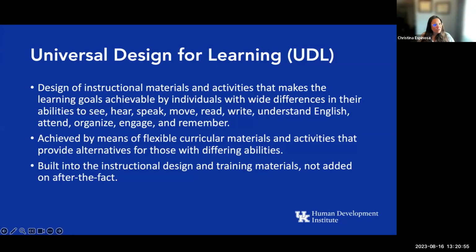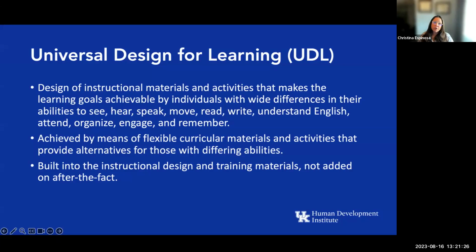But the other part of universal design is called universal design for learning, and then we call that UDL. And this is also really critical in the workplace, right? But this is where we get into the design of instructional materials, of training materials, and activities that make learning goals achievable by individuals with a wide difference in ability to hear, speak, move, read, write, understand English, attend, organize, engage, and remember. So this truly also represents all of us.